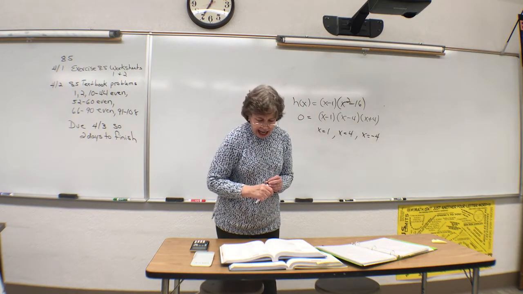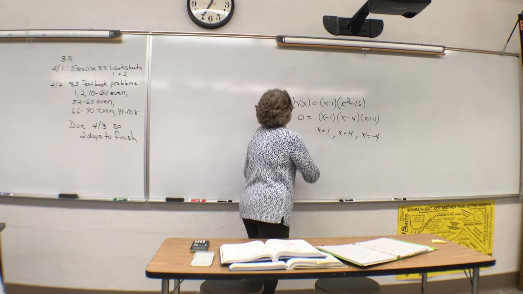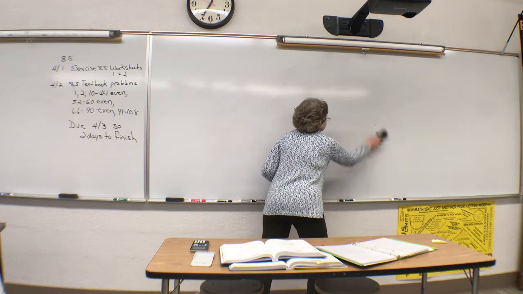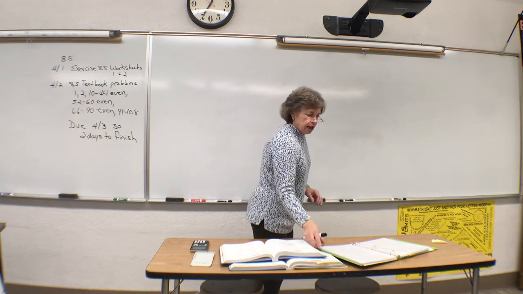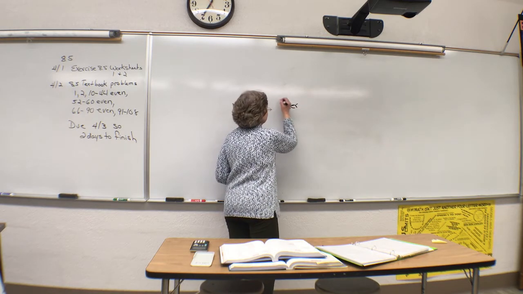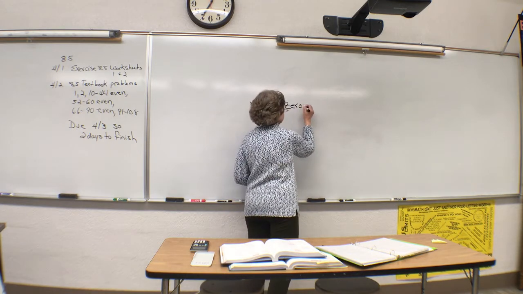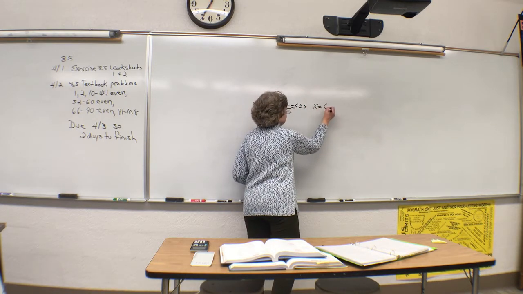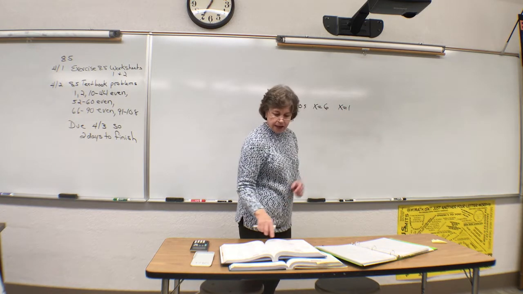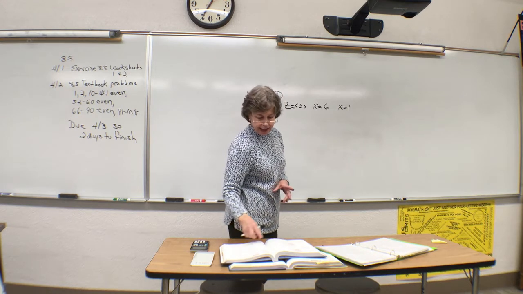If I'm looking at monitoring progress, this is time for you to do it, and check and see what you get. Monitoring progress for number 4, you should have zeros at 6 and 1, when x equals 6 and x equals 1. They gave it to you in factored form, so what could be easier than that?